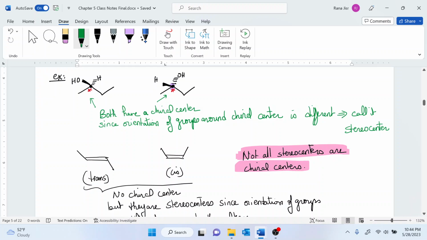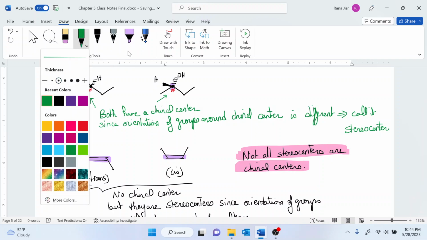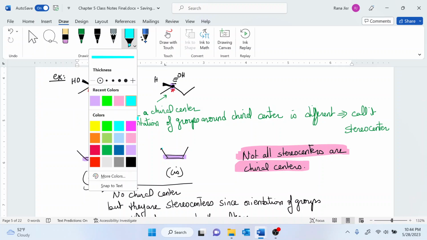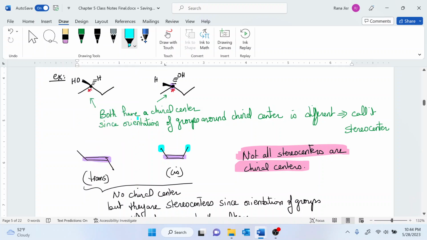See the cis and the trans across the double bond, these are considered to be stereocenters, both of them, because the orientation of the groups around them is different. So here, the orientation of the groups around the double bond are on the same side. Here, the orientation of the groups are on opposite sides. So cis and trans are considered to be stereocenters, but there is no chiral center involved in here. So not all stereocenters are chiral centers.